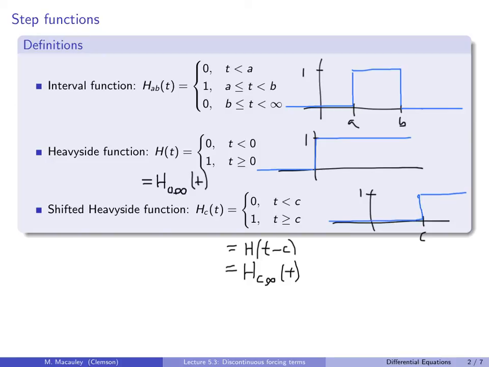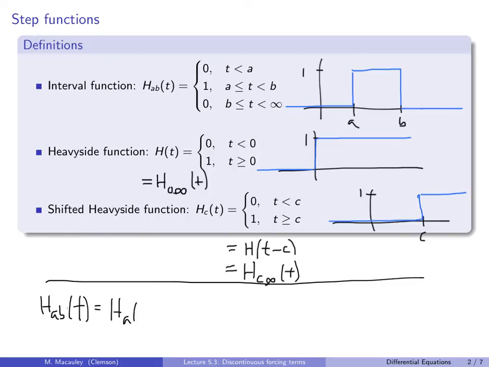Okay, and then there's actually one more thing I want to say. The interval function, H_AB of t. Let me make the t bigger. H_AB of t. I claim I can actually write this as the difference of two Heaviside functions. So I claim this is H_A of t minus the shifted Heaviside function H_B of t. And let's see why that is.